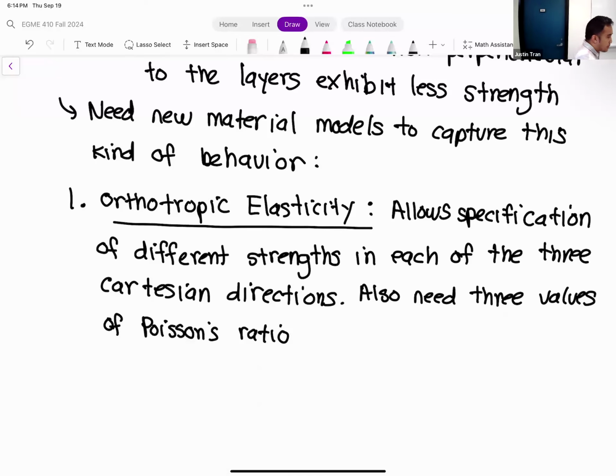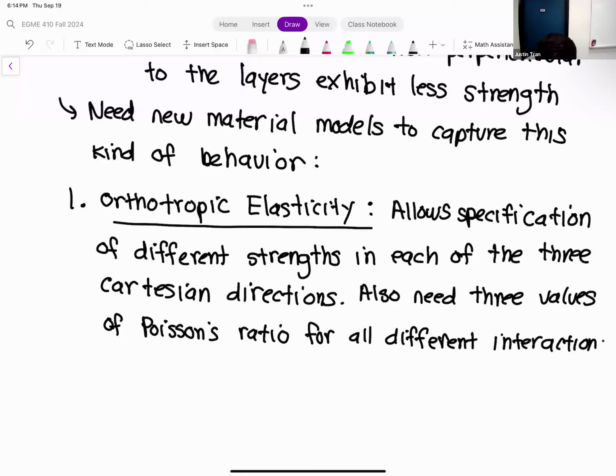And the reason for that is that you need to specify the interactions of the deformations between X and Y, X and Z, and Y and Z, because you're loosening up this assumption of isotropic materials, you need to specify these interactions.